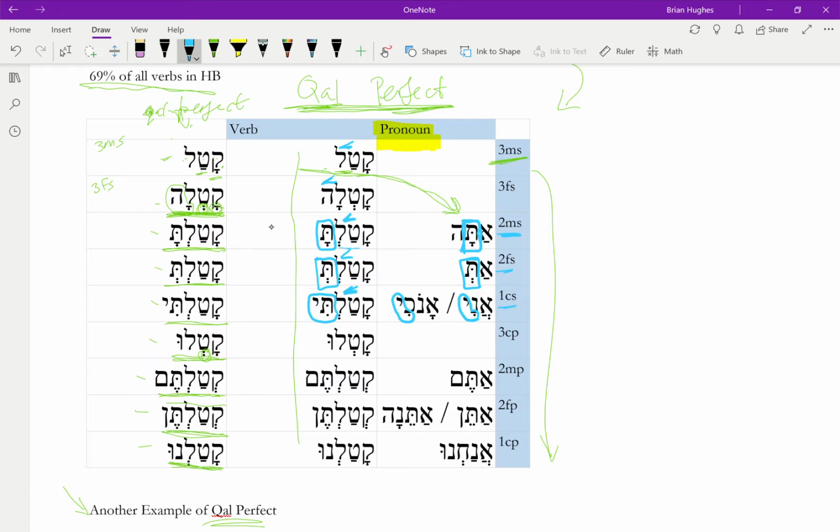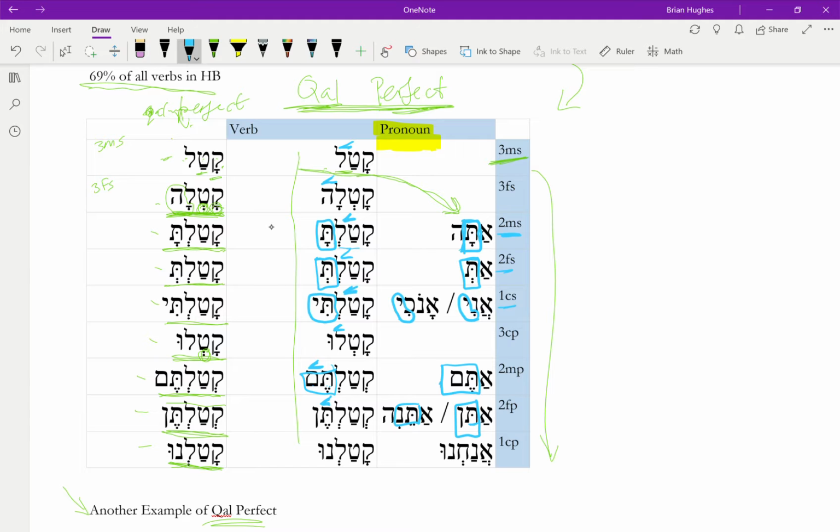Katalu, here the last syllable gets the accent, so you're good to go. Here we have kataltem, so the last syllable gets the accent, but notice there's a familiarity here between the pronoun, the tav segol mem, and we're ending with the tav segol mem. Here we have katalten, with the tav sere nun, where the sere doesn't help us out, but the tav nun does.